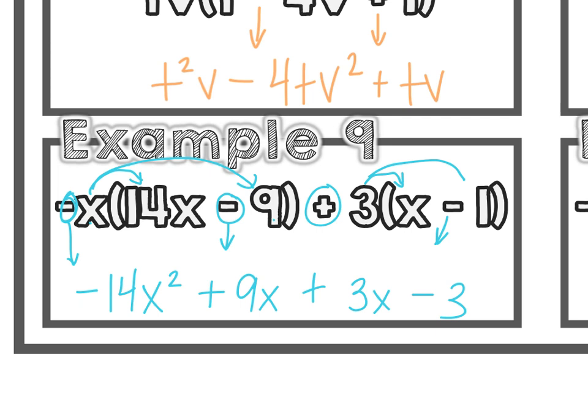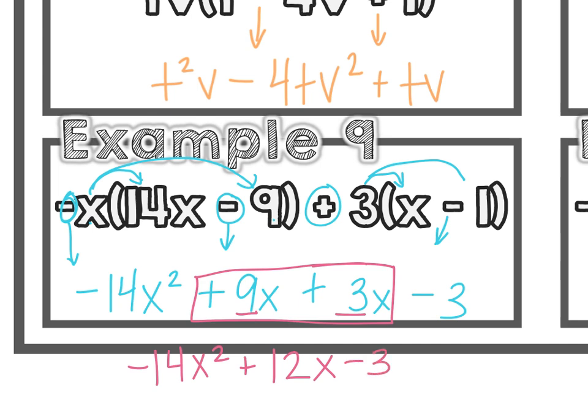But we're not done because now we still have to combine these two terms. So this is what I'm talking about where showing your work is important, because you might want to show that you distributed, but then you need to also combine your like terms, which would give us the answer of negative 14x squared. 9 plus 3 is 12x, and we're only adding so it doesn't become x squared, minus 3. So this is our final answer.